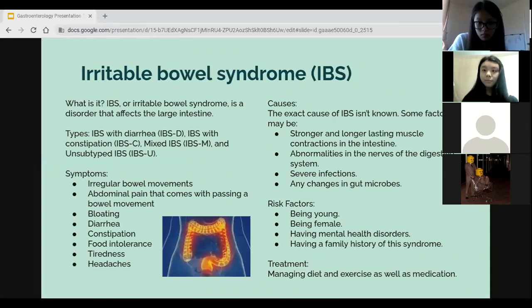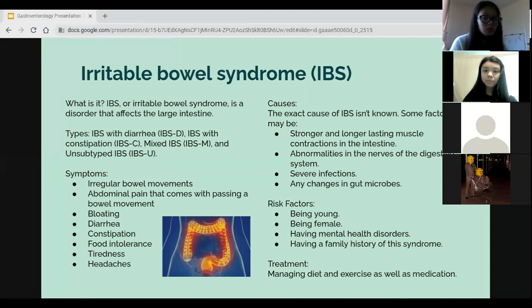There isn't really a known cause for the symptoms of IBS or IBS itself. Some factors that may contribute to the development of IBS include strong and long-lasting muscle contractions in the intestine, abnormalities in the nerves of the digestive system, severe infections that could have been developed through past episodes of having diarrhea that were caused by a bacteria or virus, and any changes in gut microbes, such as changes in bacteria or fungi.